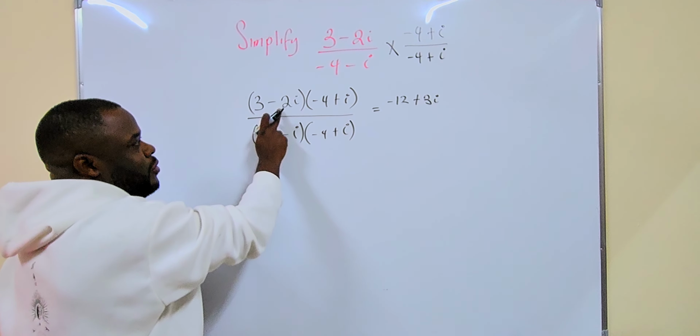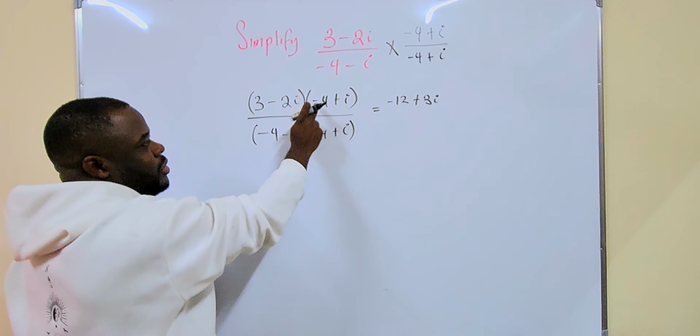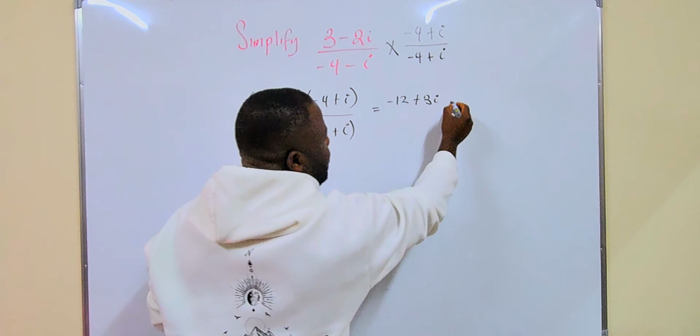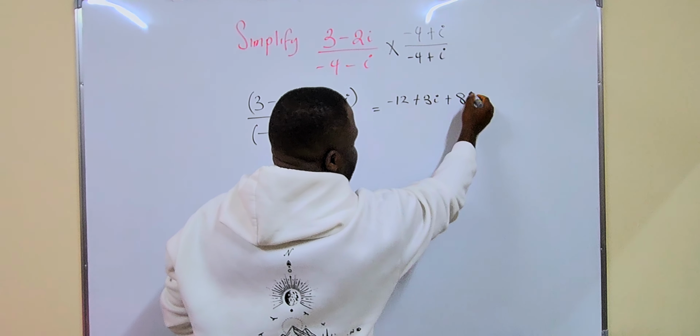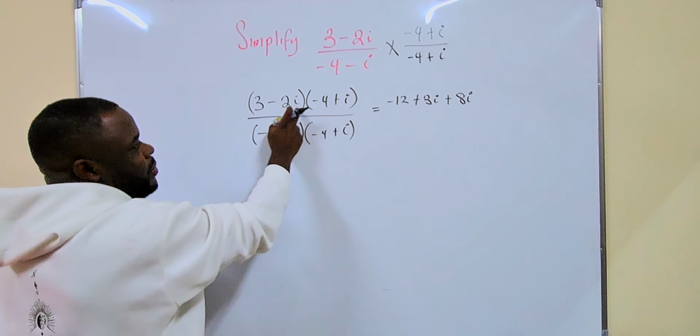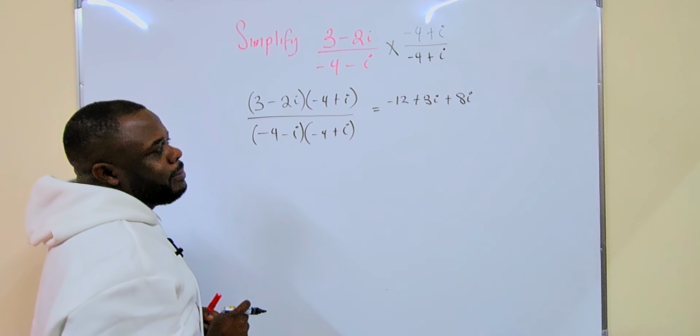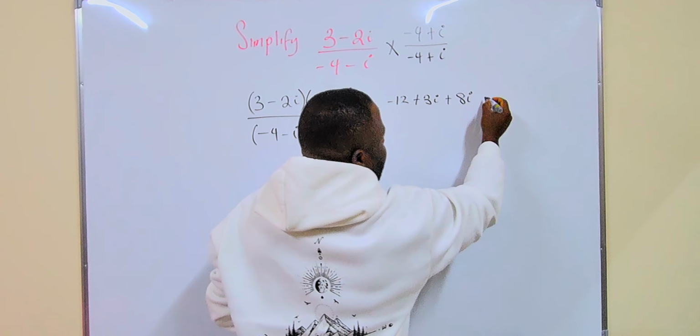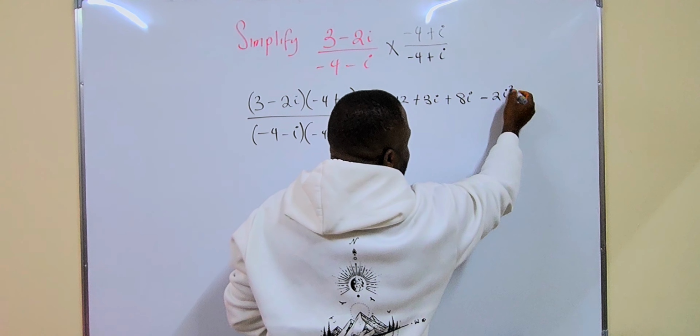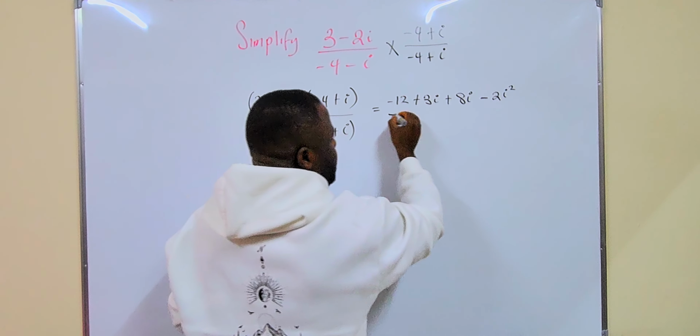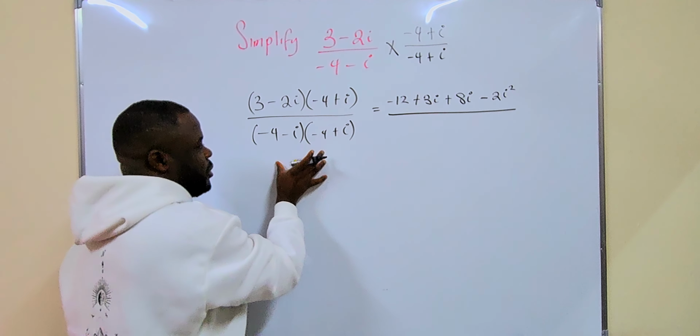So we are done with 3. Now I have negative 2i multiplied by negative 4. That is going to give us plus 8i. Then you have negative 2i multiplied by plus i is going to give you negative 2i squared, right? So divide by your denominator.